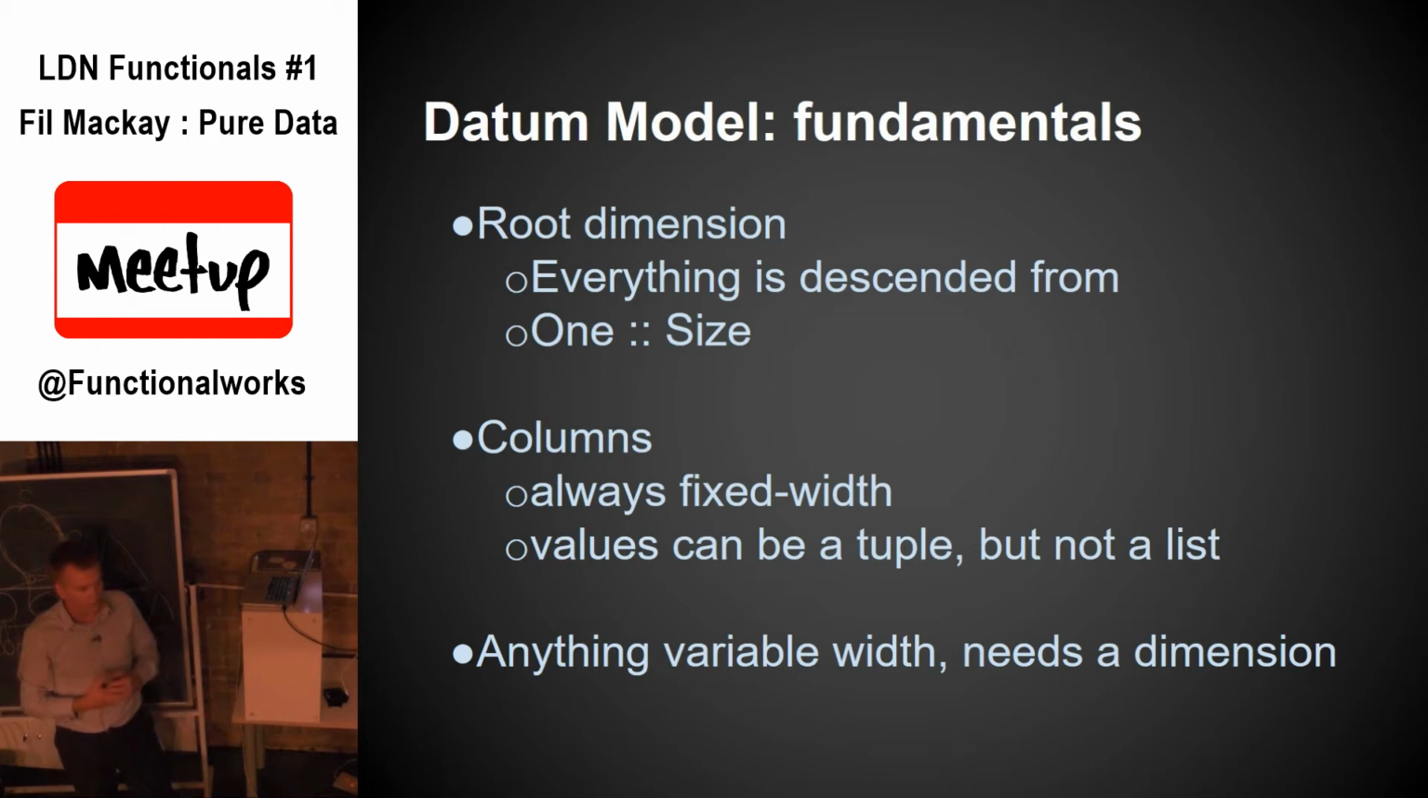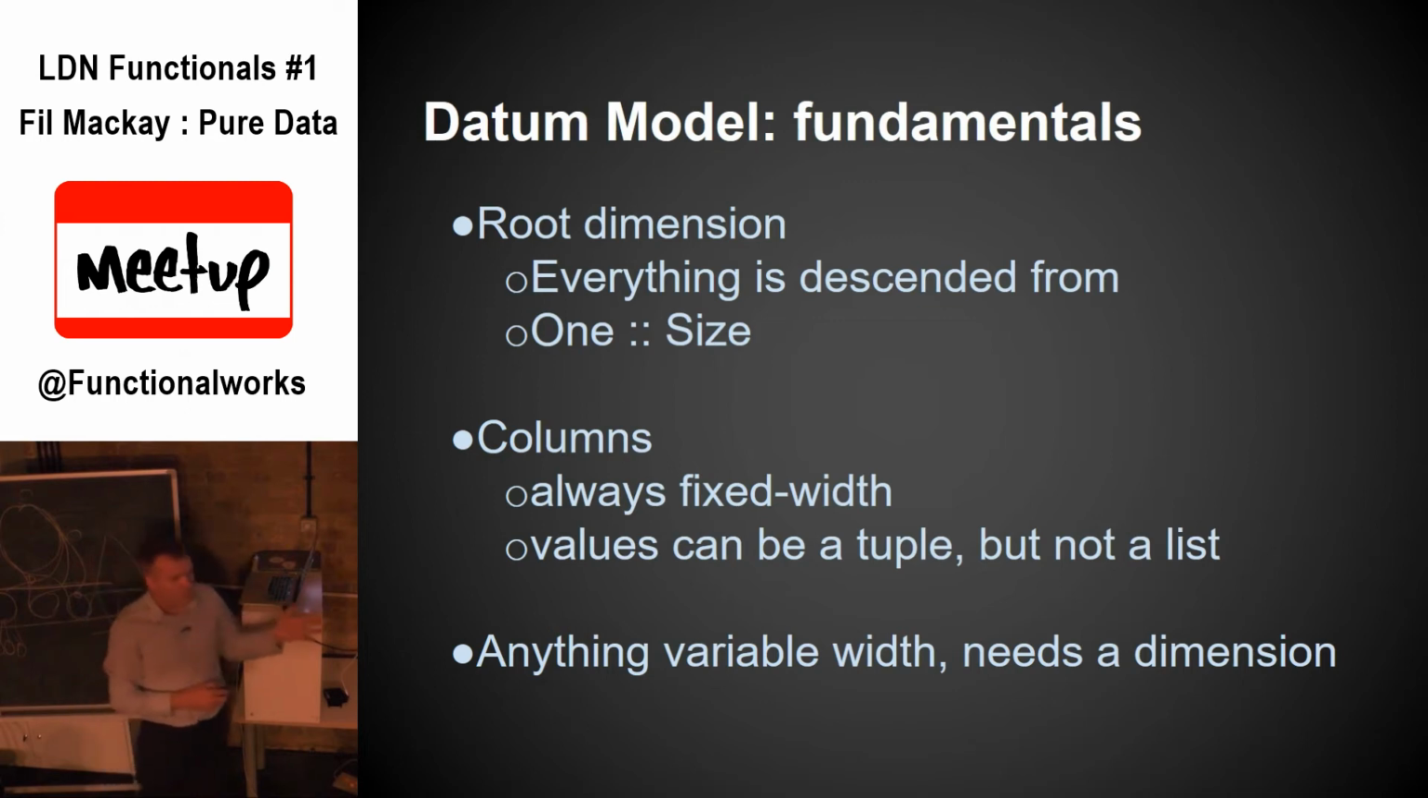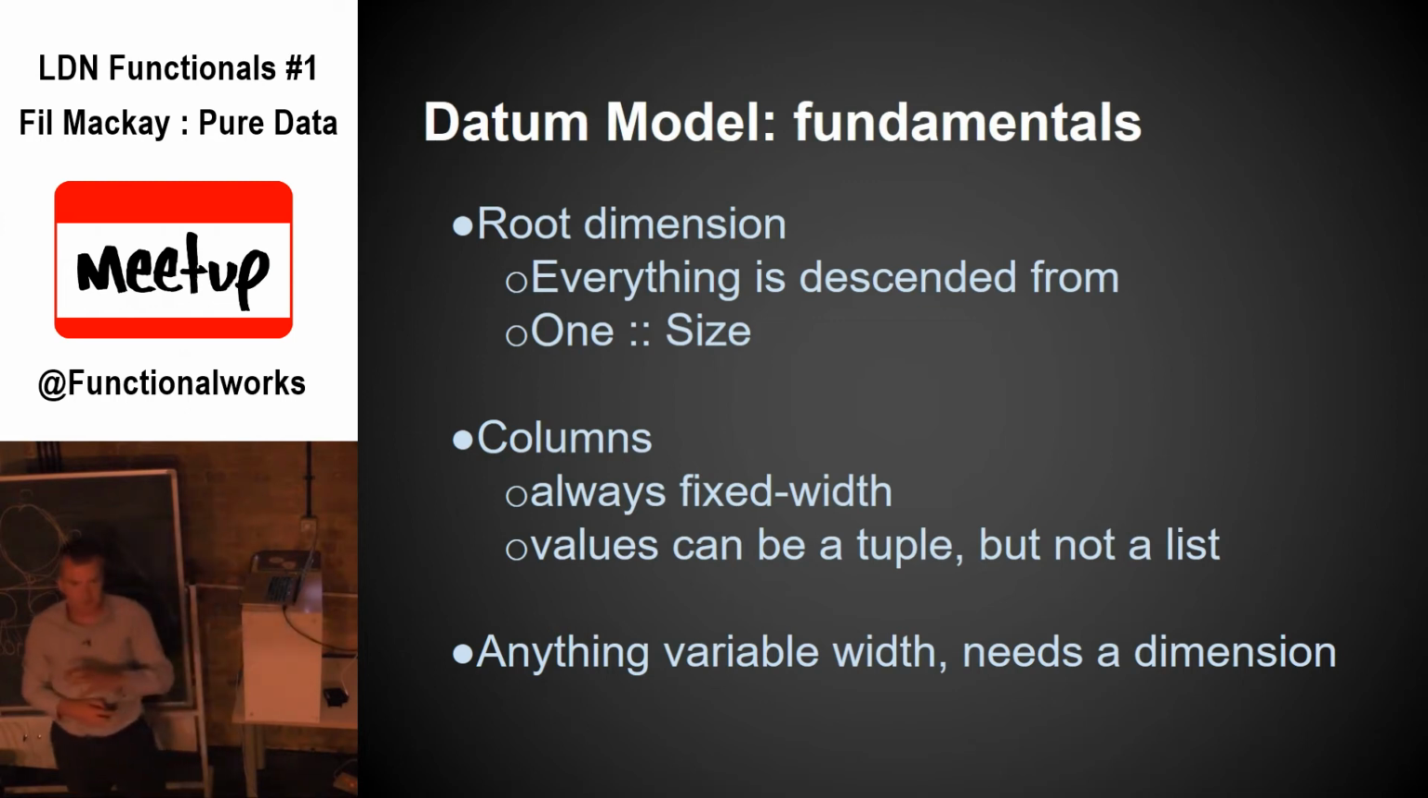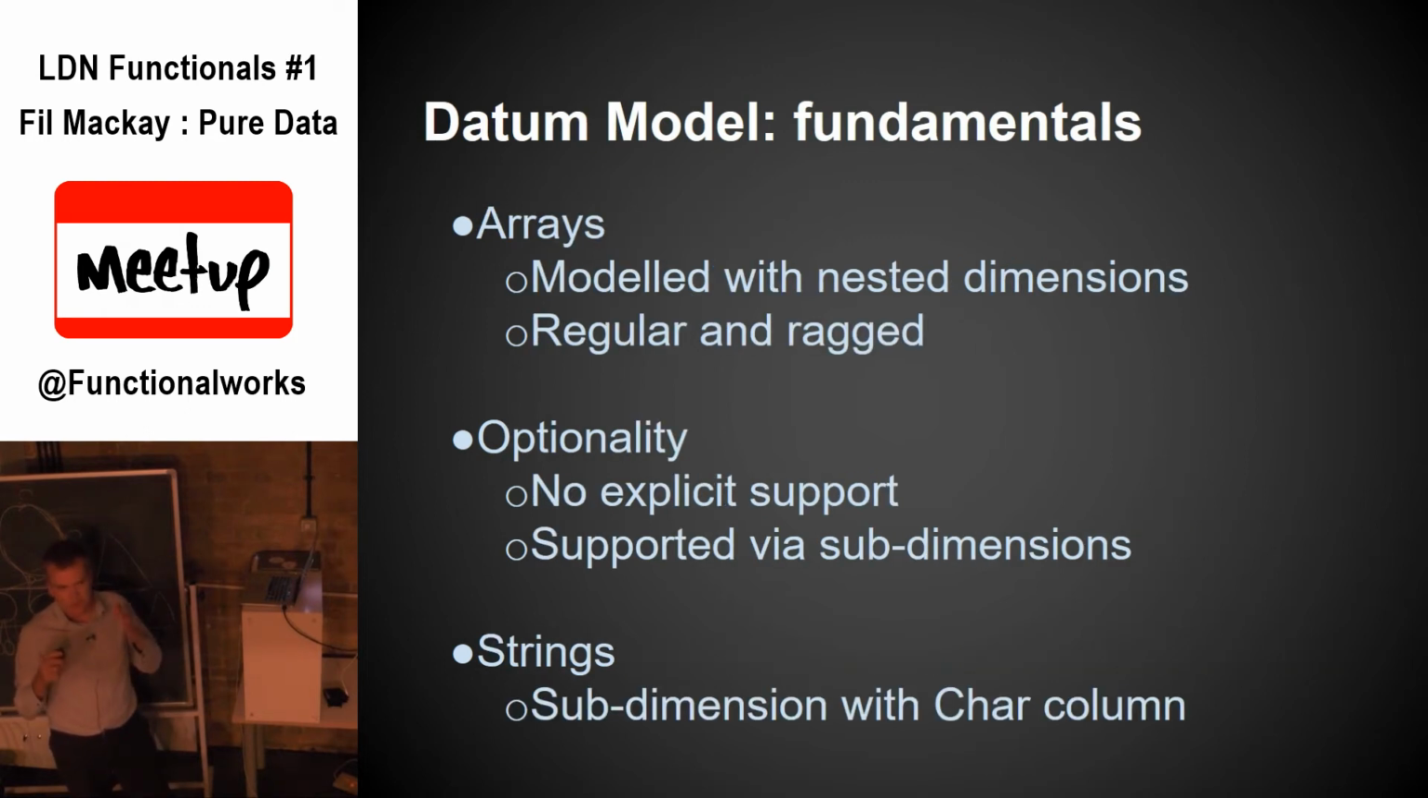So there is no notion of a column containing a stock code that can be of different width. You can put tuples in. That's fine, but you can't put lists of things in there. Anything variable width needs a dimension. So say you have a case where in some cases you want to store 16 bits, another one you want to store 32 for whatever reason. No, it's all got to be completely fixed. So we're really kind of dialing down the complexity of this and making it simple.